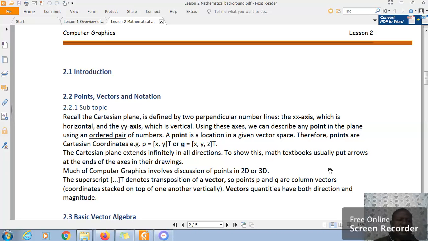So welcome to the second session of this lesson. Here we are going to have an introduction, and again we are going to have a look at the basic vector algebra. And if you can recall about the Cartesian plane, we had two axes, the x-axis and the y-axis.